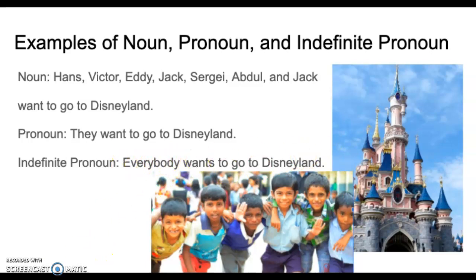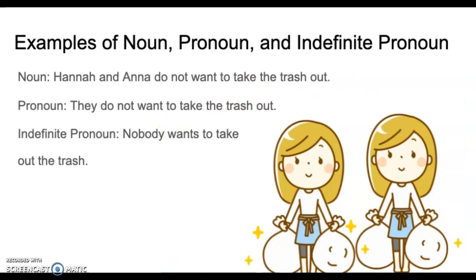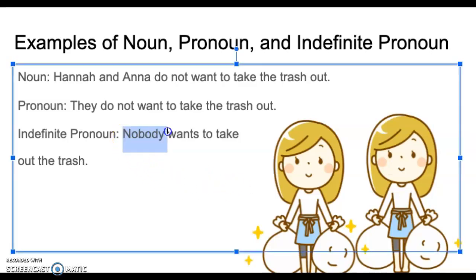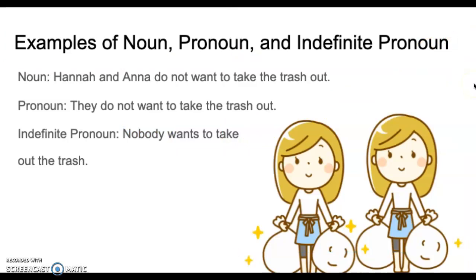So let's go to the next one. Okay, so my noun is, we're going to name them. So Hannah and Anna do not want to take the trash out. So that's specific. I'm saying Hannah and I'm saying Anna. So my pronoun would be they do not want to take the trash out. And then my indefinite pronoun would be nobody wants to take out the trash. So when I say nobody, I'm referring to no one, meaning no person wants to take out the trash.